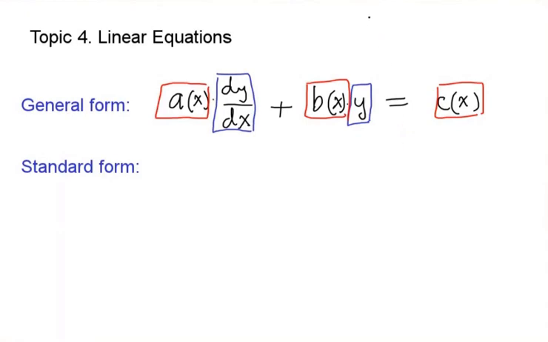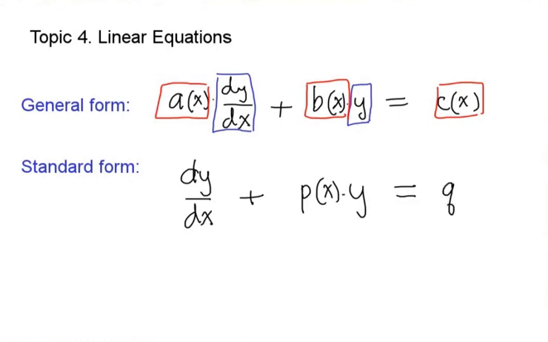However, in order to solve it, we need to put it in the so-called standard form by dividing through by a(x). So then we will have dy/dx plus the coefficient in front of y, which becomes b(x) divided by a(x), and we're going to label it p(x). And on the right hand side, we would have c(x) divided by a(x), and we label it q(x).